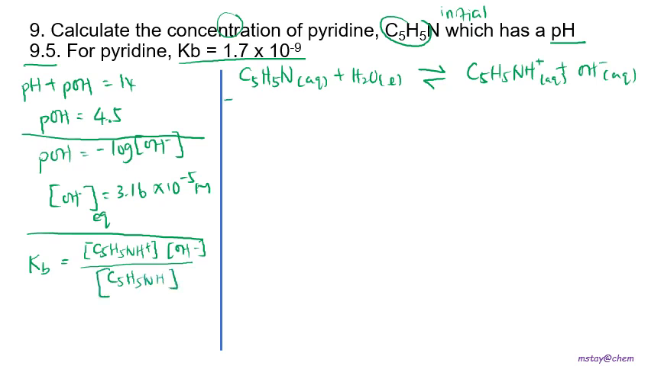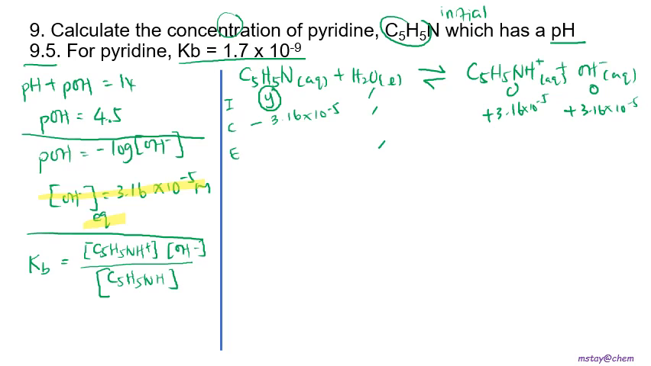Okay, so this is the ICE table. Initially we have no idea what the initial concentration is, but we know that we are going to minus 3.16 exponent negative 5. Water, ignore, and then here is 0 plus 3.16 exponent negative 5, plus 3.16 exponent negative 5. Why so? Because just now we calculated the concentration of OH negative at equilibrium is 3.16 exponent negative 5.